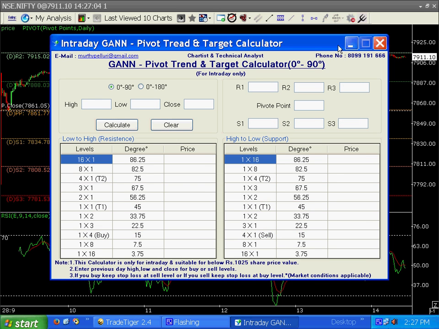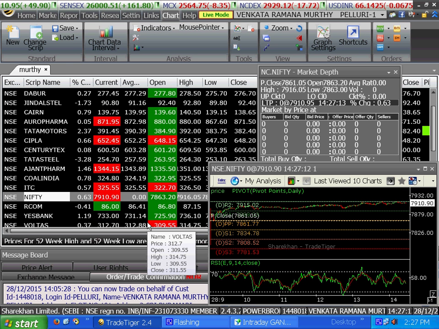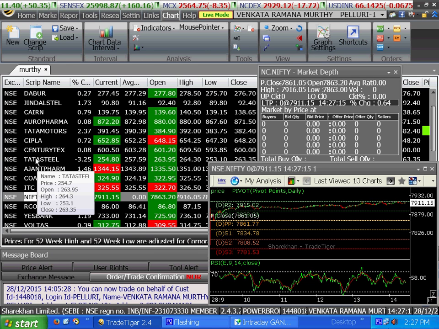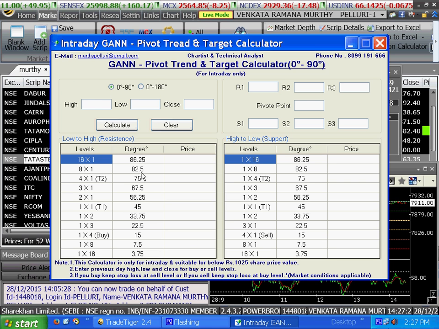Now I would like to take one more share, Tata Steel. Let us check what happened to Tata Steel today. For Tata Steel, the previous day, 24/12/2015, in the cash market, the high was 266, and then low was 260 rupees, and then close was 263.35 rupees. Now I am calculating.